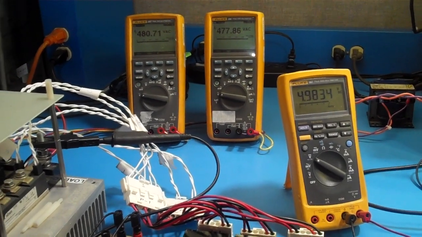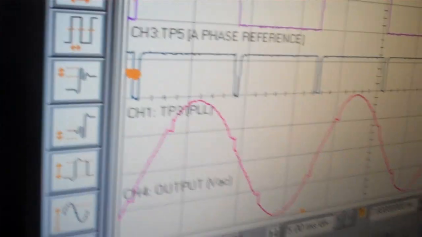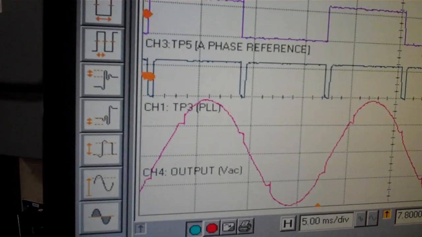Alright, that's good. 480, 477, the same output. And here we have the same 94.4% duty cycle. Again, the 10 degrees.